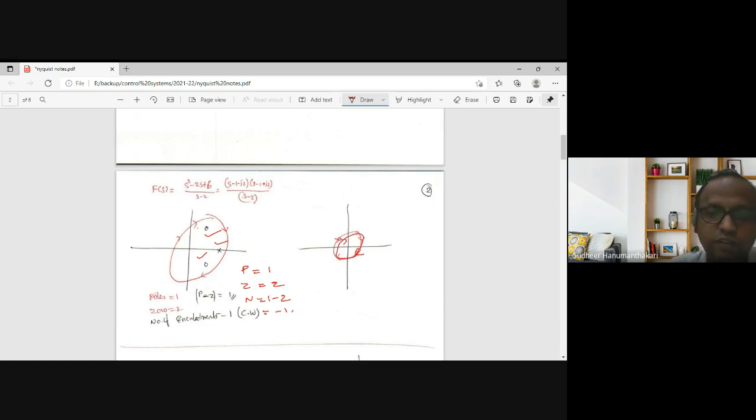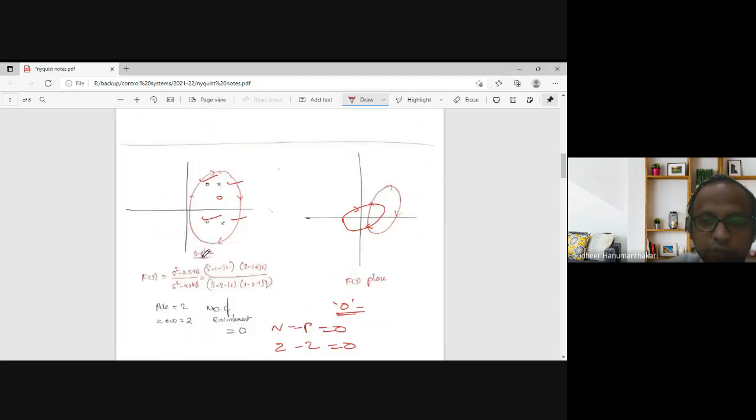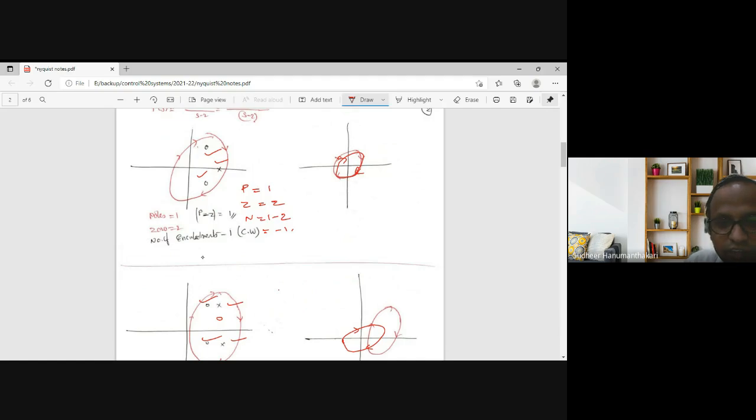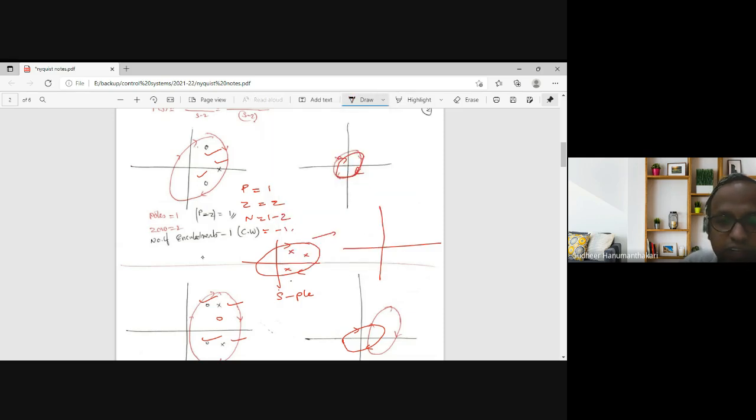If you are clear with the concept, for example, there are 3 poles in the s plane. What will be the corresponding encirclement in the f of s plane? In the f of s plane, as the number of poles encircled is 3, you'll get 3 encirclements.